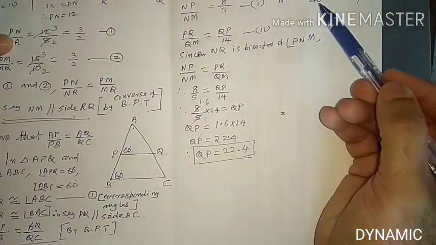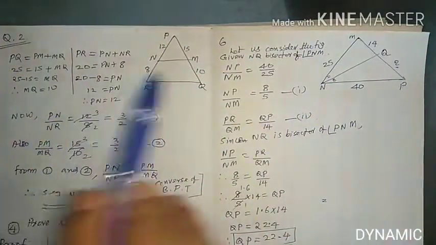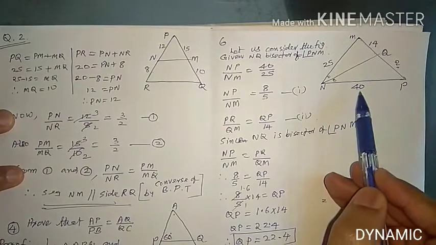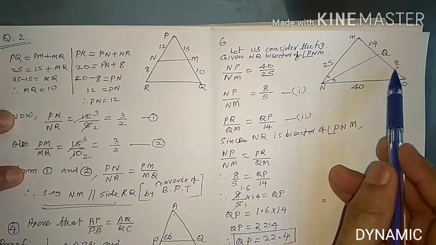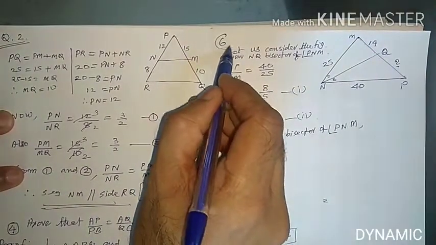This part is 40, so obviously this part will be greater, because the other is 25, smaller, 14. Proportionately, here it is also greater, 22.4. This is question number 6.